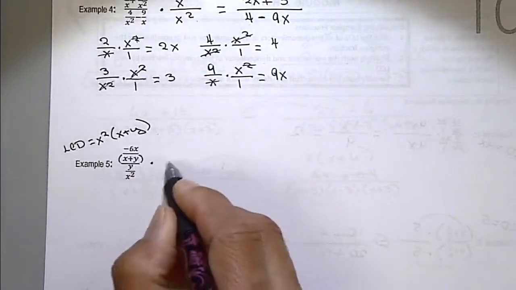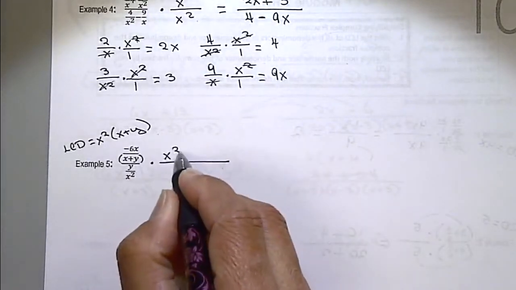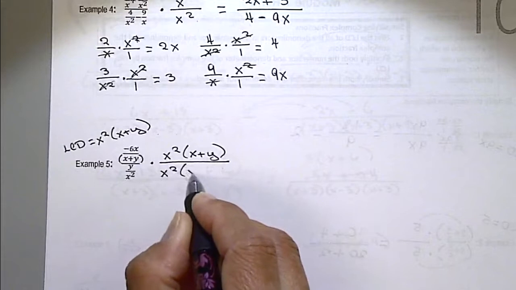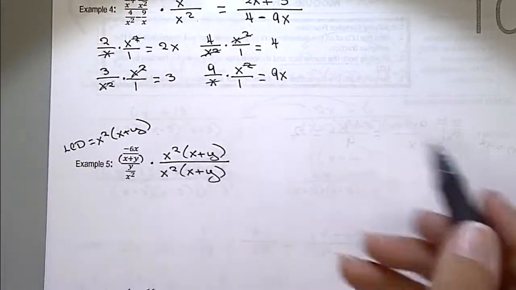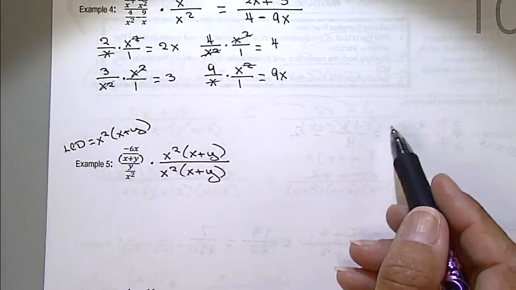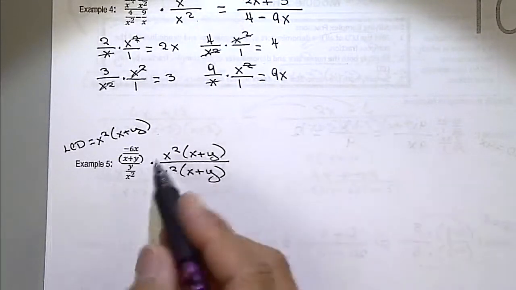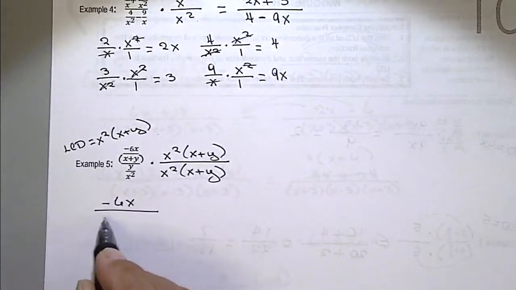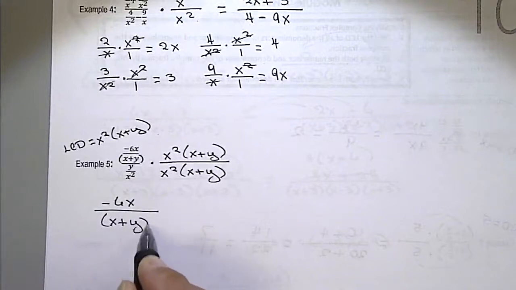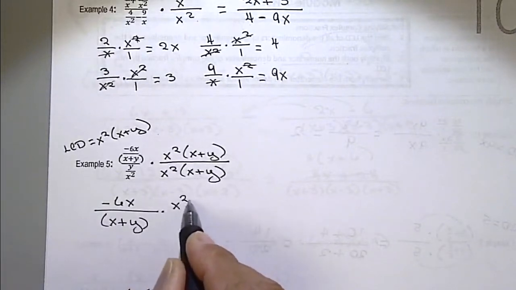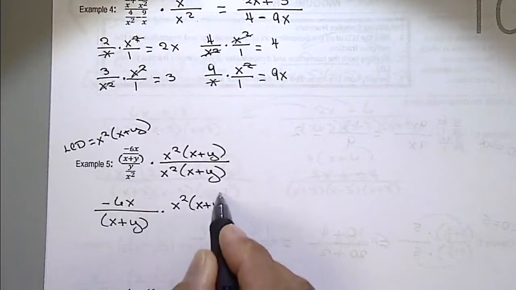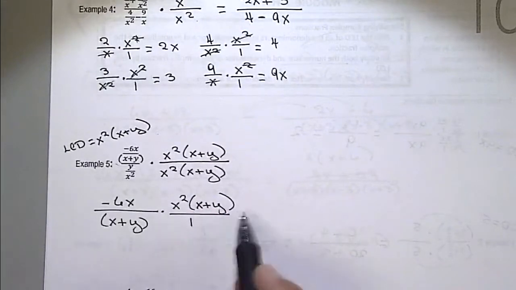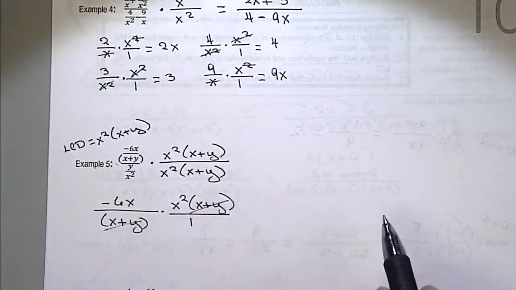I'm going to multiply times that least common denominator, x squared times x plus y, over x squared times x plus y. And when I do that, certain things are going to reduce. I see it. I hope you see it too, but I'll write it here just in case you don't. Negative 6x over x plus y times x squared times x plus y over 1, right? I'm just splitting them out into two separate problems. When I see it like this, I can say, well, reduce, right?